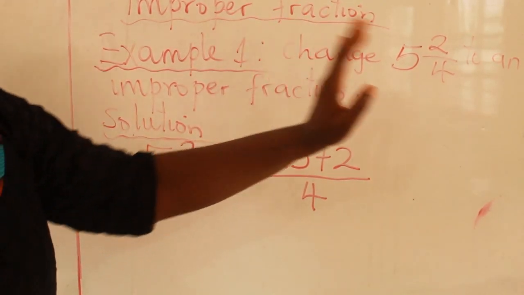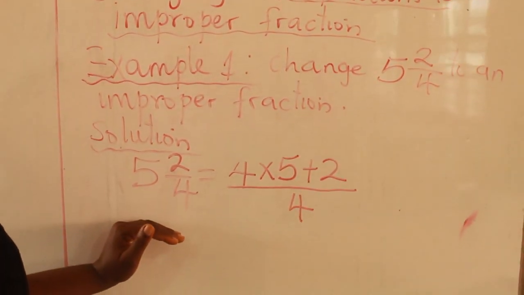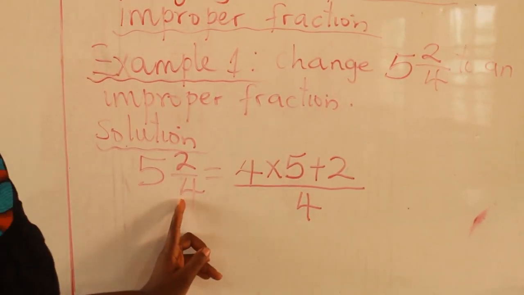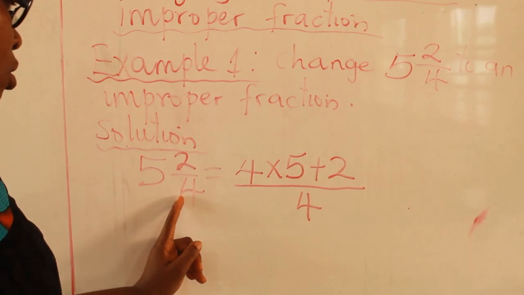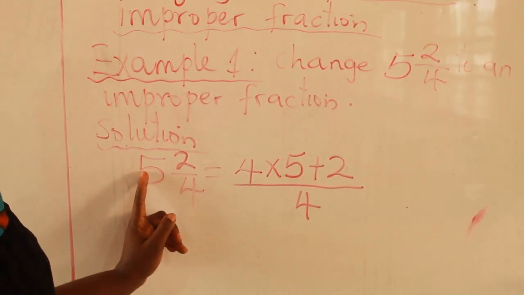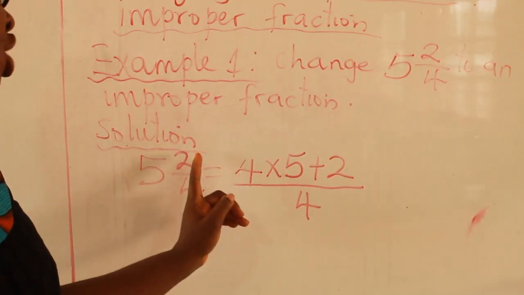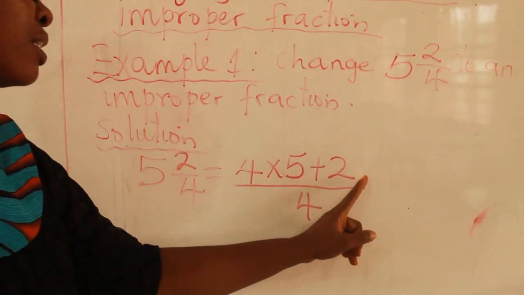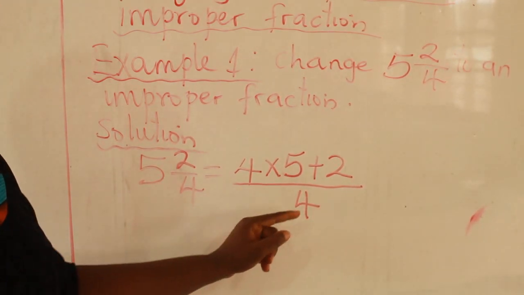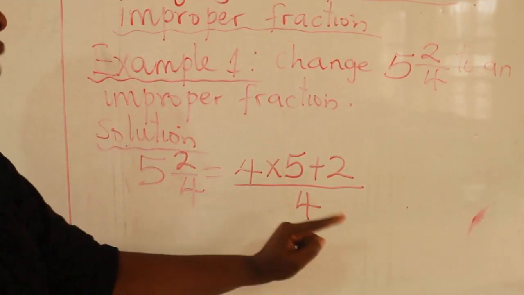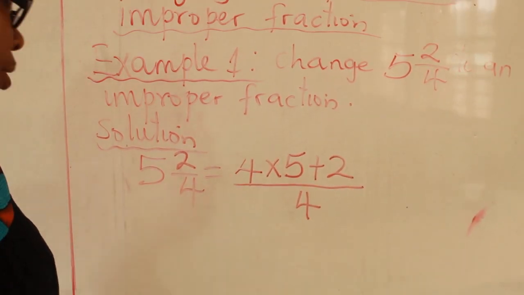When changing a mixed fraction to an improper fraction, you have to start with your denominator. You multiply the denominator by your whole number, and then you add your numerator to it. You put your dividing line, and then all over 4. Where do we get the 4? It's from the denominator.